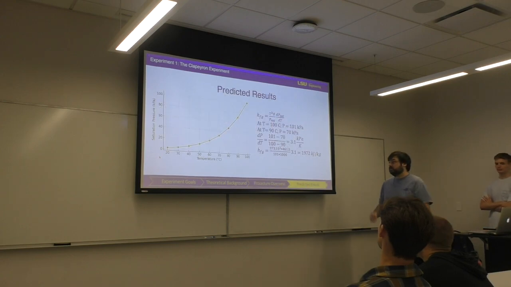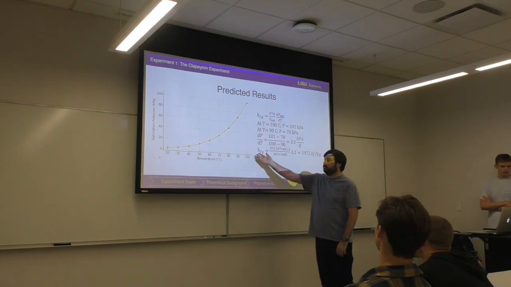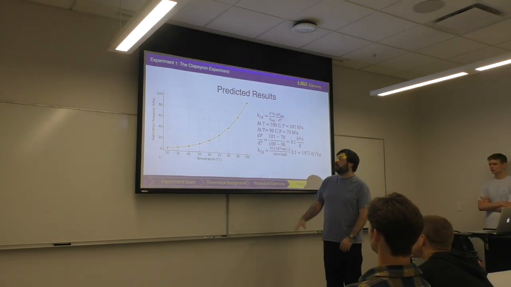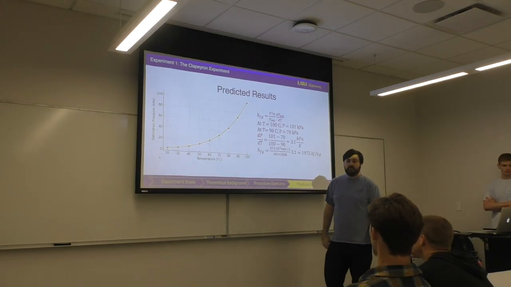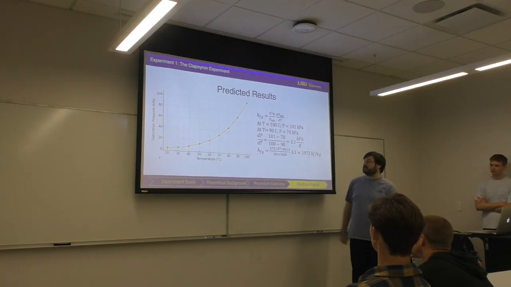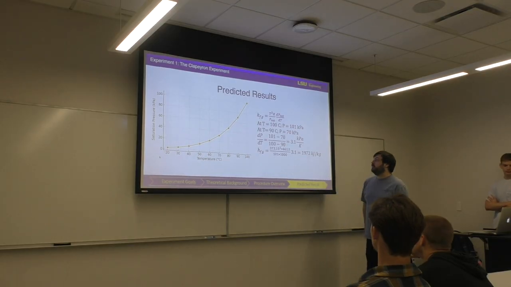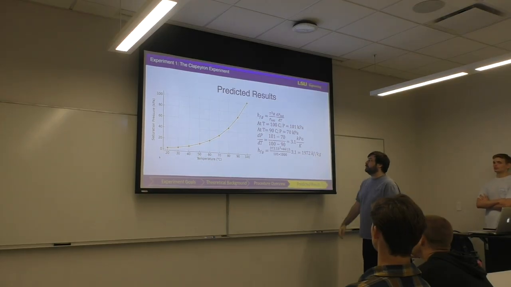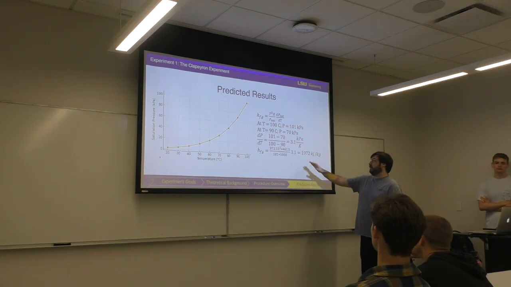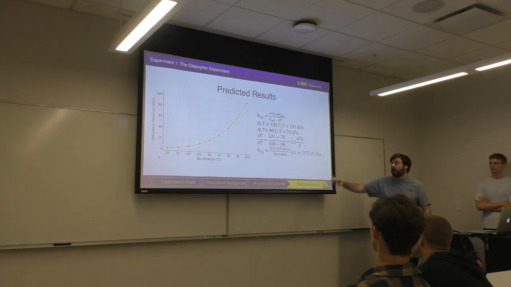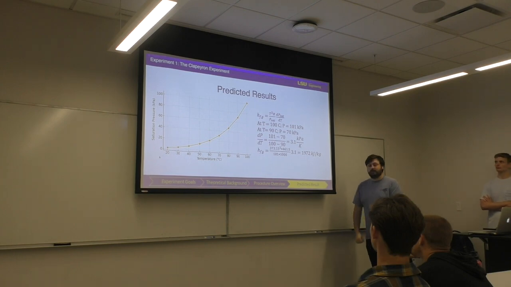And we have some predicted results. Over here is just a sample pressure-temperature graph. We expect to get something similar, obviously not quite because we're not perfect, we're not going to get the exact same thing. And over here we have a sample calculation based on some ideal values for temperature and pressure. So at a temperature of 100 degrees and pressure of 101 kilopascals, we expect to get a latent heat of vaporization of around 1972 kilojoules per kilogram. But obviously we won't get that exactly.